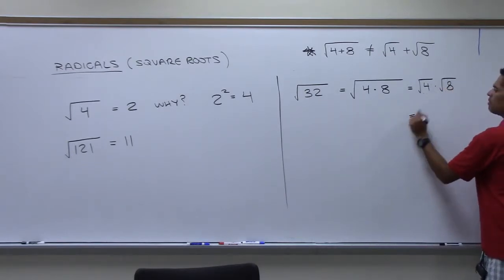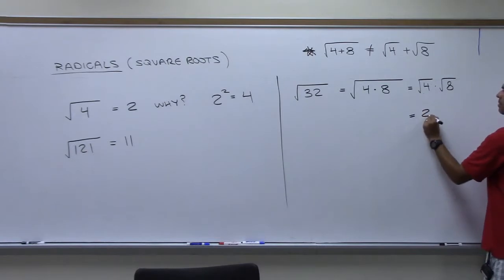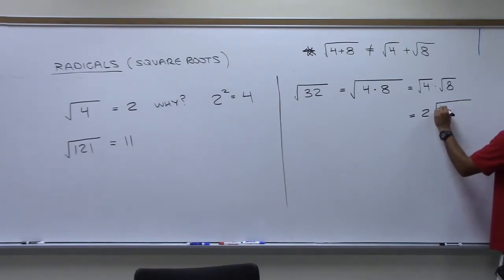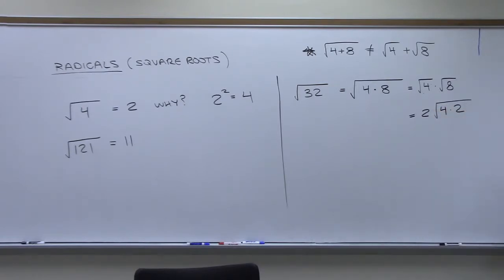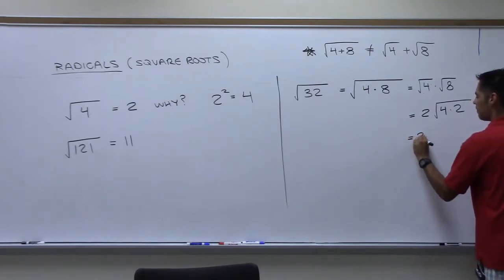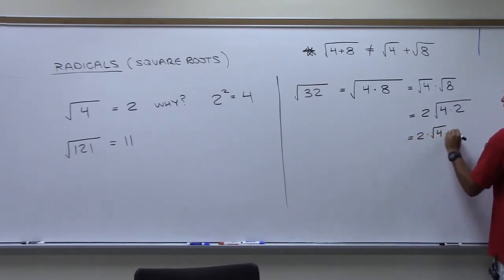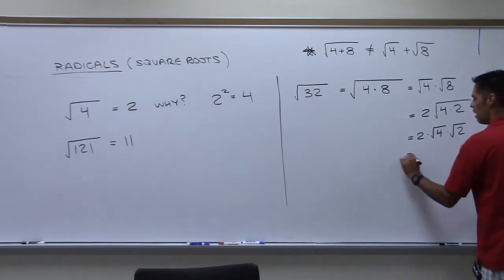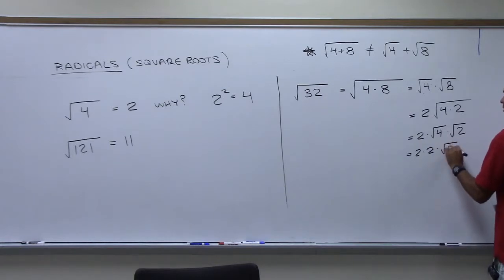What would this be? What's the square root of 4? Well, 2. And the square root of 8? Well, that's not a perfect square. So then you'd have to break the 8 down. Can you think of something that multiplies to be 8? 4 and 2 again, right? And then you split this one up into two radicals. Understand what I'm doing? What's the square root of 4? 2 again. So I have 2 times the square root of 2.